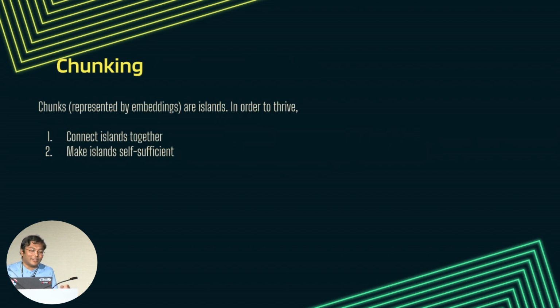These are the individual units that you are going to represent either using embeddings or using them to feed into your language model context. Each chunk, you can think of as an island because it's not connected to any other chunk. And in order for a chunk to be useful, you have to either connect these different related chunks together or make each chunk self-sufficient. Self-sufficient means it needs to contain all the information that is relevant for all the types of queries that it can answer.